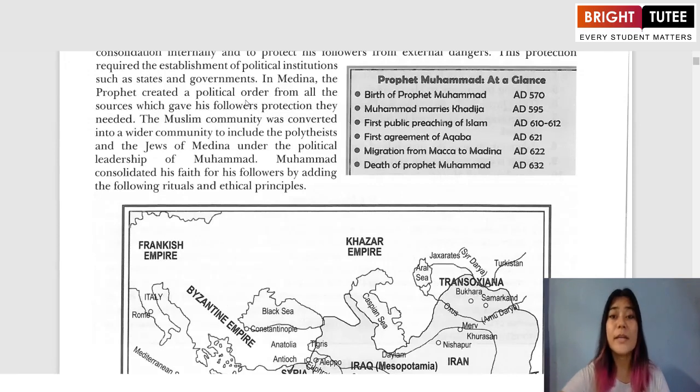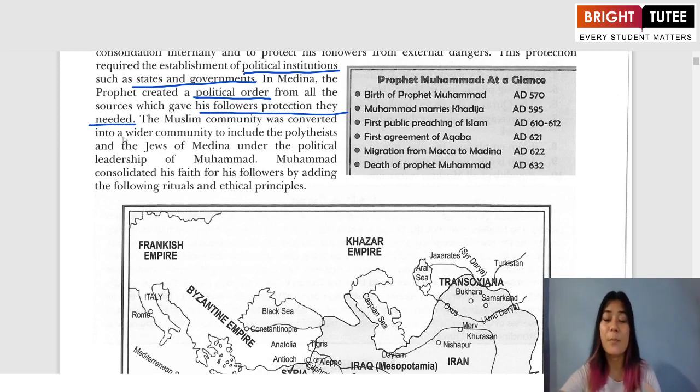Okay. So, in order to protect the Muslim community, in order to retain the survival of the Islamic faith, Prophet Muhammad established political institutions which would consolidate the Muslim community and its religious faith. So he established governments within Arabia. In Medina, he created a political order, and that order was supposed to provide protection to the followers of Islam.